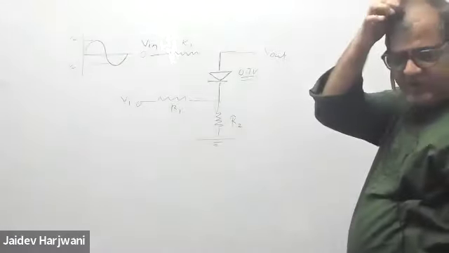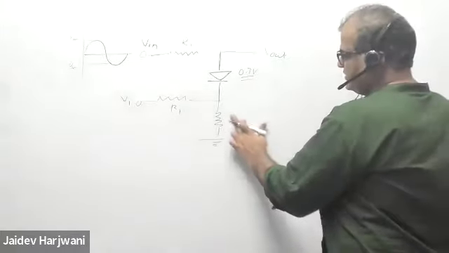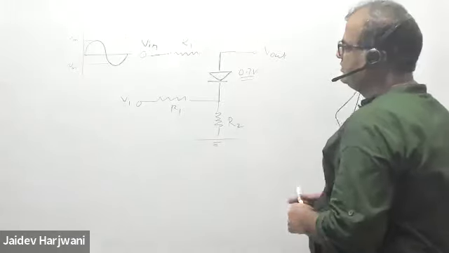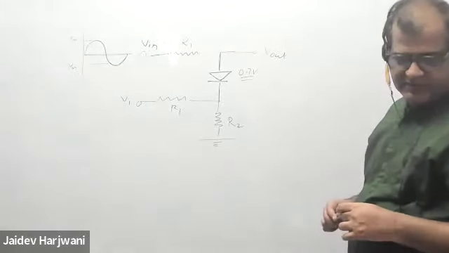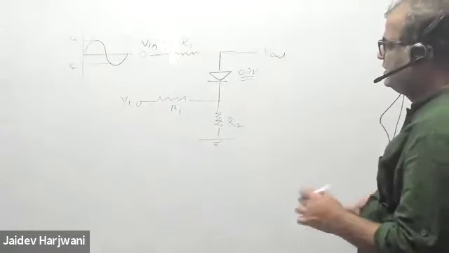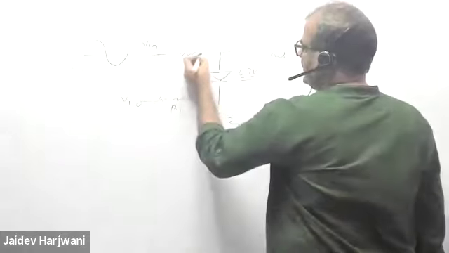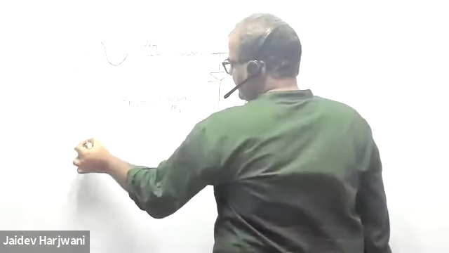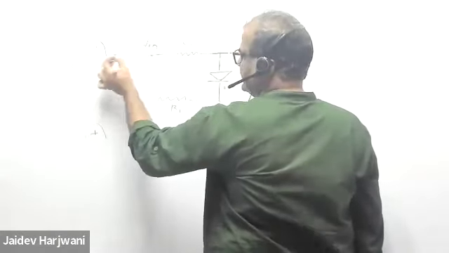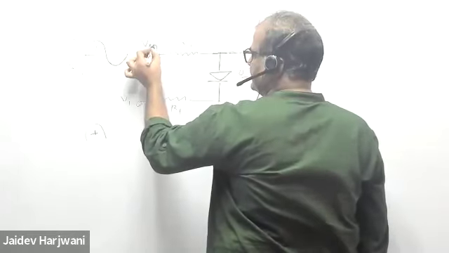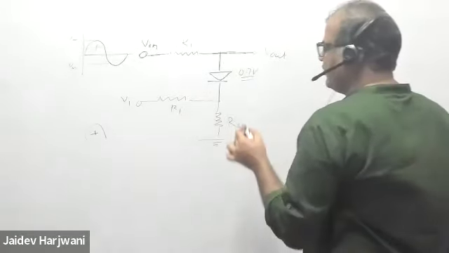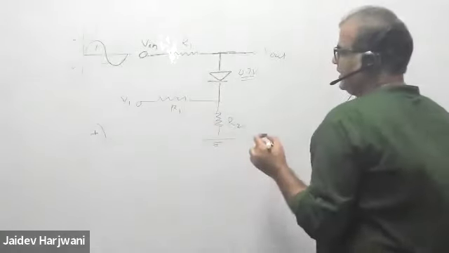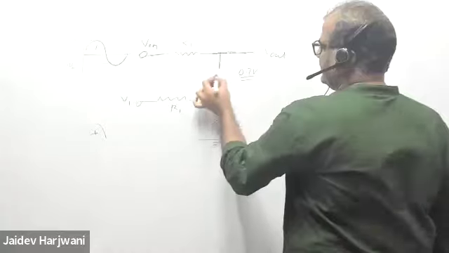So what is the value of V output for positive cycle and negative cycle? Maximum value. Tell me how to analyze this circuit. If I'm applying positive cycle, V plus here, then this diode will become conducting if my voltage is greater than 0.7 volt here. And this I can replace by a battery.